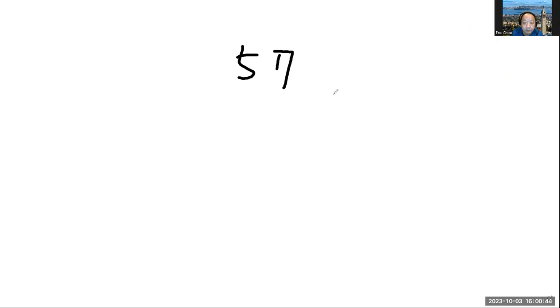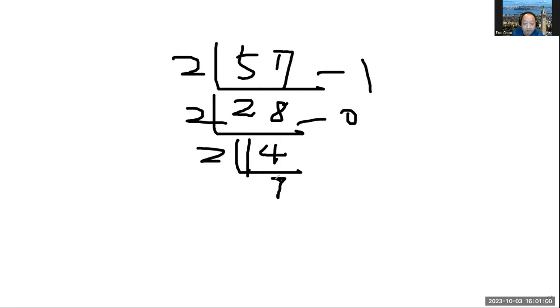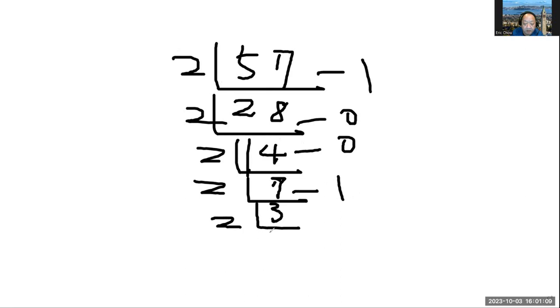Okay, so this one, if you divide by 2, you got 28 remainder 1. Divide by 2, you got 14 remainder 0. Divide by 2, you got 7 remainder 0. Divide by 2, you got 3 remainder 1. Divide by 2, you got 1 remainder 1. So it's 1, 1, 1, 0, 0, 1. Okay? So that's the solution.